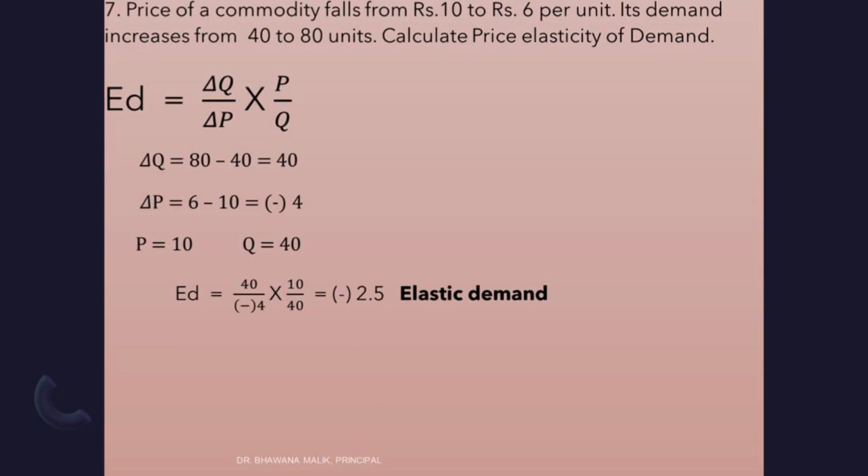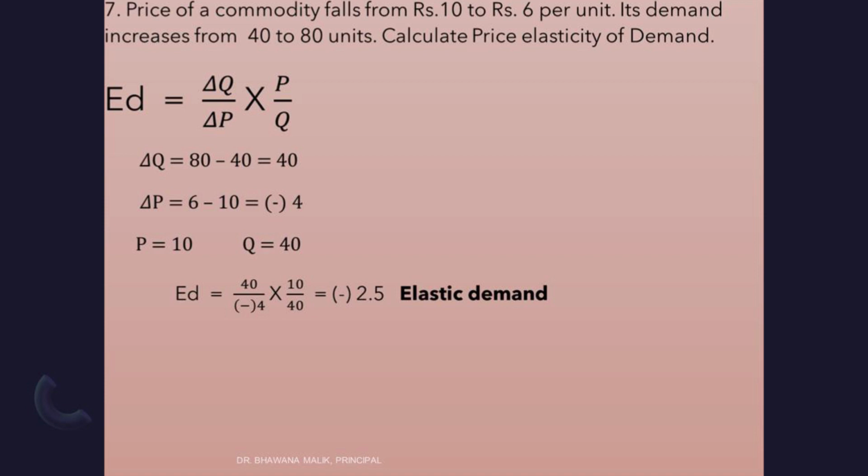And the last question for the session today: price of a commodity falls from rupees 10 to rupees 6 per unit. Its demand increases from 40 to 80 units. Calculate price elasticity of demand. In the similar process, we calculate delta Q: 80 minus 40 gives you 40, because demand is increasing from 40 to 80. 40 is your Q1 and 80 is your Q2. Delta P is 6 minus 10, because the price of the commodity falls from rupees 10 to rupees 6. This rupees 6 is your P2 and rupees 10 is your P1. So 6 minus 10 gives you minus 4.